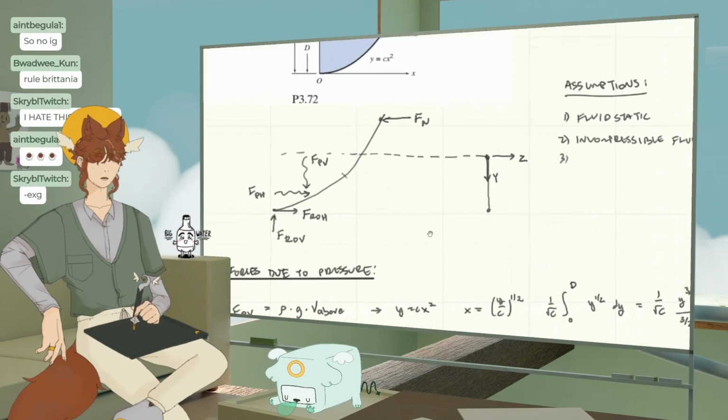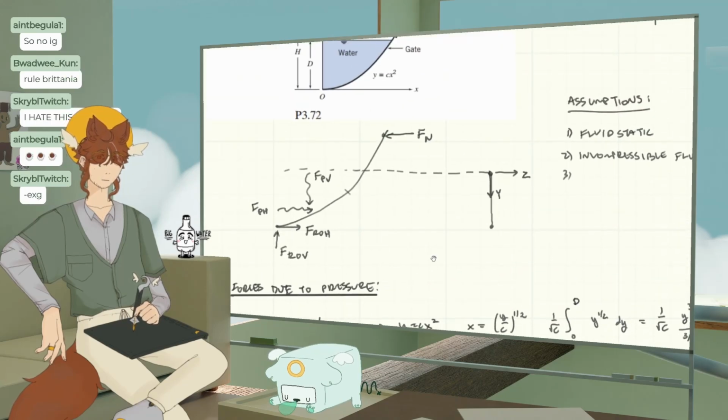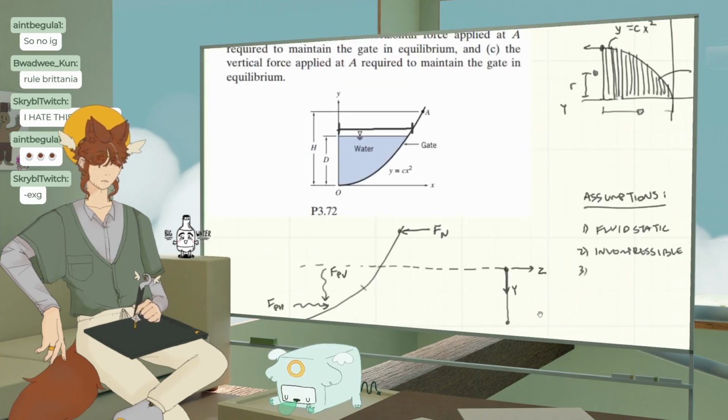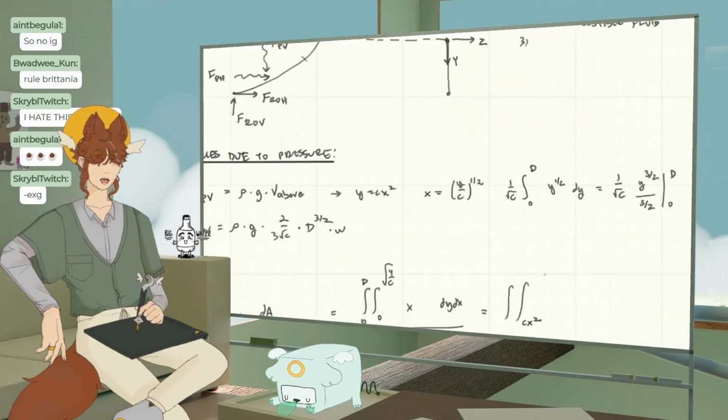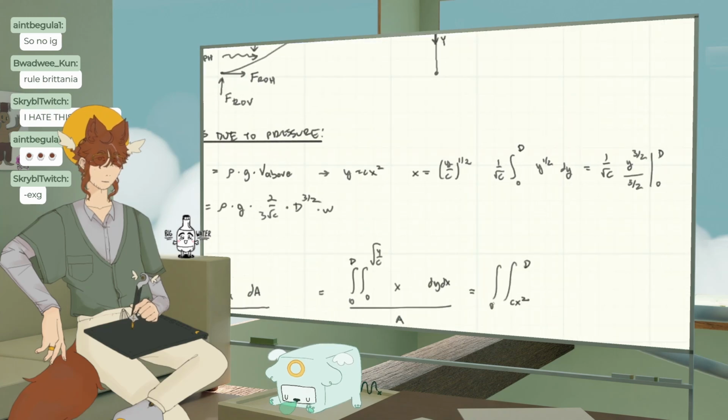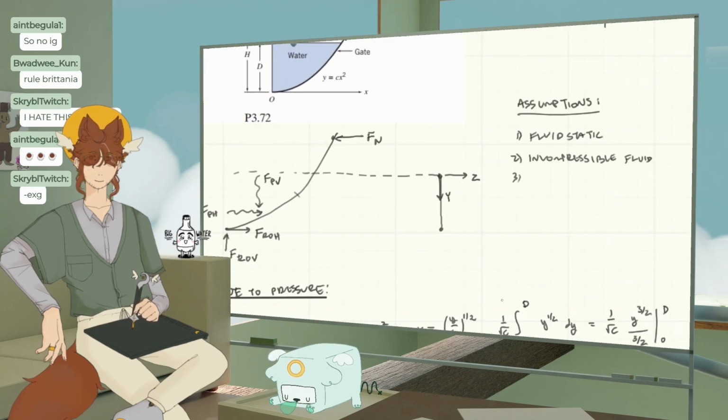Okay, so x. If we do dy first, then dy dx. So we go from cx squared to d. And then x is 0 to, like, d over c squared, right? That's what that is?